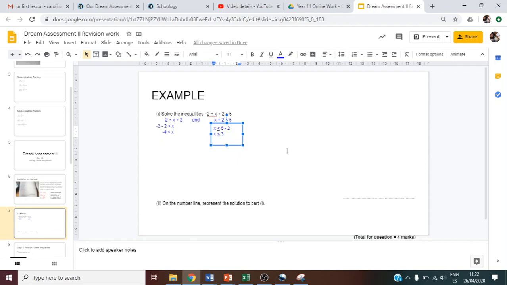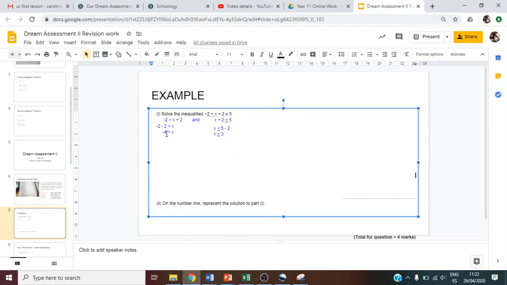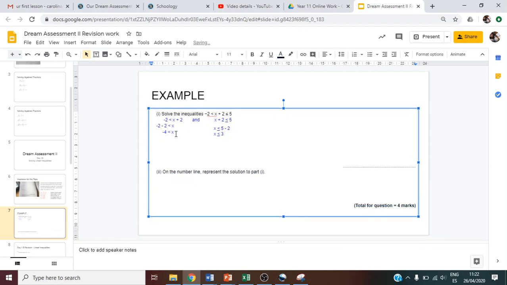Okay, so I've got two inequalities here. -4 is less than x, and x is less than or equal to 3. So going back on the original text box here, I've got some space down below. I can put that together. I want to combine that inequality.